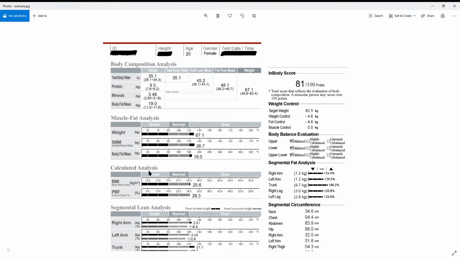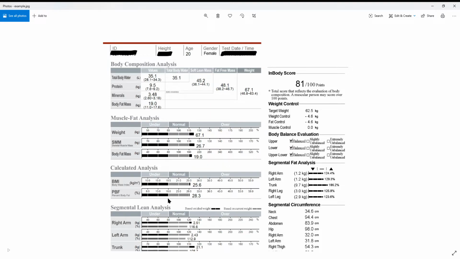Next we have the calculated analysis. Body mass index being weight divided by height. It doesn't take into account muscle or body fat, so it shouldn't be used as an indicator for things like obesity. Body fat percentage, looking at the percent of our weight that is body fat, where we look at body fat mass as a percentage of our weight.